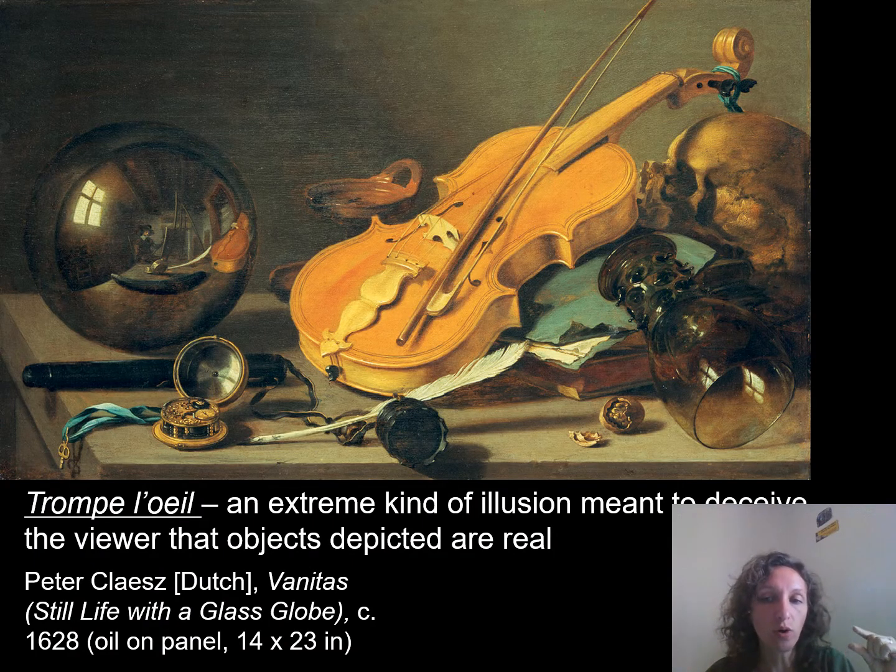So trompe-l'oeil is sort of a subset or a subsection underneath of representational. And it's an extreme kind of illusion that was meant to deceive the viewer, right? So this is a very early example. This is a vanitas. It's a still life with a glass globe, and it has this sort of reflection of the artist painting it. So it's sort of like this very incredibly extreme kind of illusion.